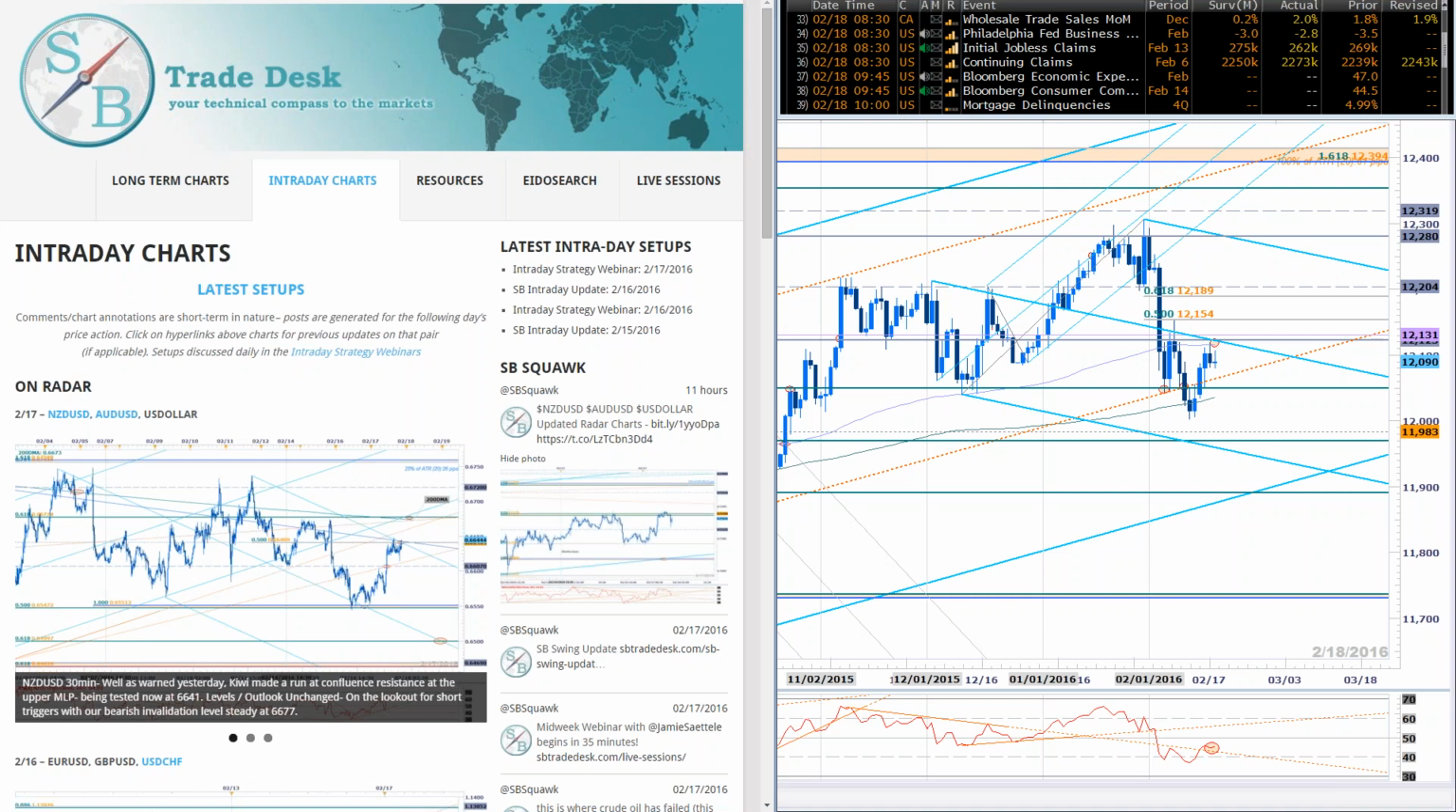So we just got the release of wholesale trade data from Canada, pretty much in line with expectations. So did the Philadelphia Fed Business Index, slightly better than expected. More importantly, the weekly initial jobs claims, a split decision here. Initial jobs claims came in slightly smaller than expected, continuing claims slightly larger than expected. You're seeing the dollar largely hold that range-bound action that we've been seeing in overnight trade.